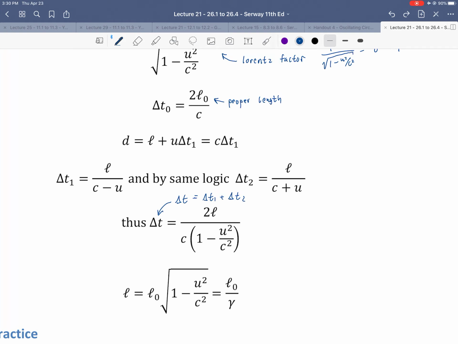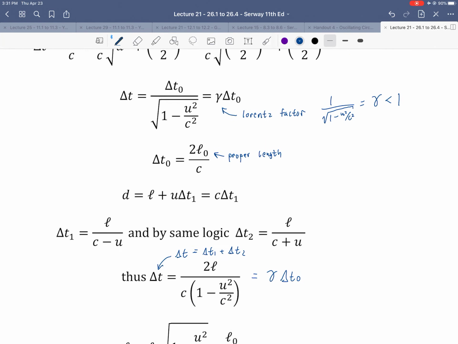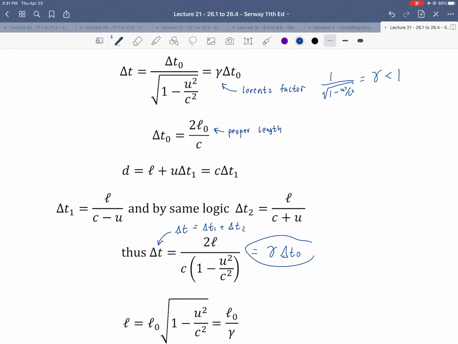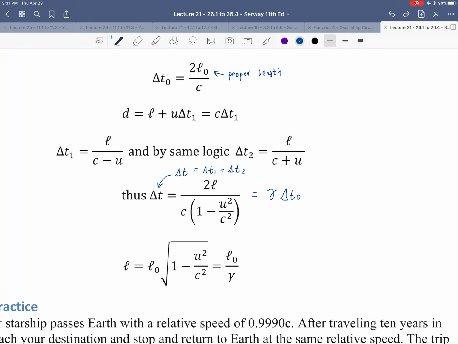We've expressed it in a way where 2L over c is going to be related to delta t naught, right? And then we've just multiplied by the Lorentz factor. So we can point out that this is actually just another way of writing gamma delta t naught. So that's basically the same result we got up there, but we're getting it with length this time. Like I said, they are two sides of the same coin.